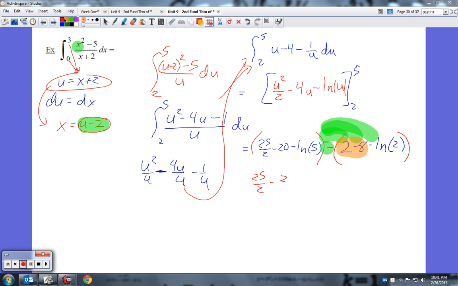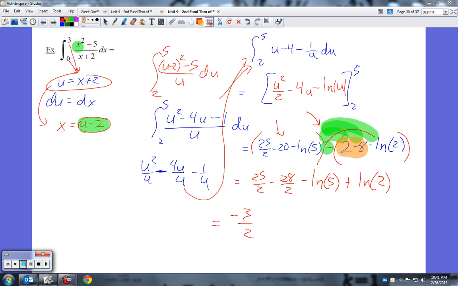I'm going to go ahead and put minus 28 over 2 because I want a common denominator, and now I have all my constants taken care of. Again, minus 20 plus 6 is minus 14, but I want a common denominator, so I have negative 3 halves. Now let's figure out the natural logs. I have negative natural log, or minus natural log of 5, plus the natural log of 2.